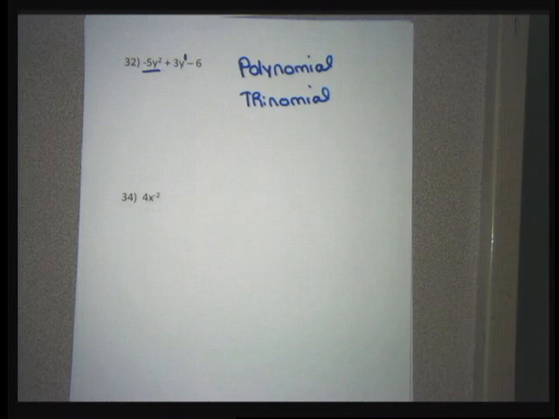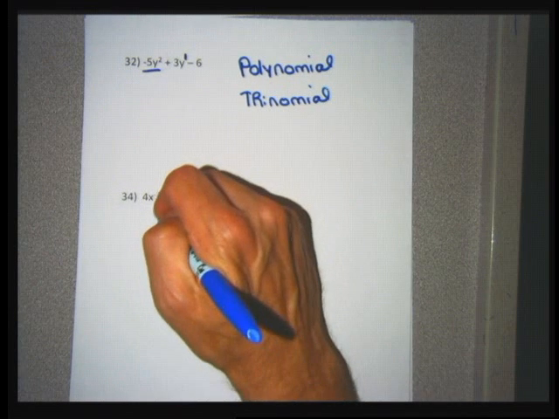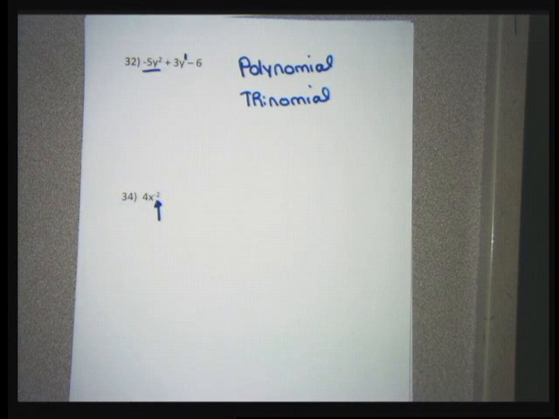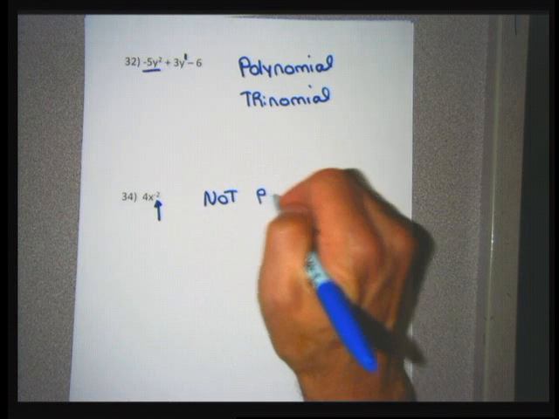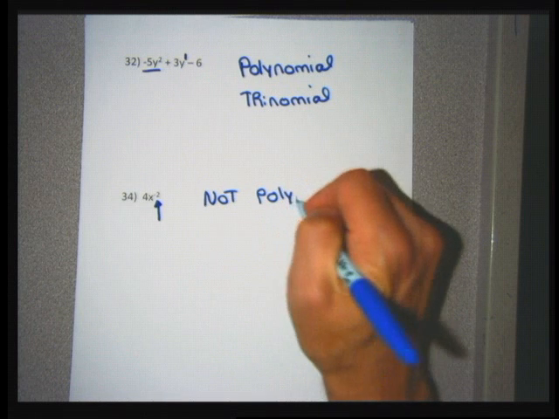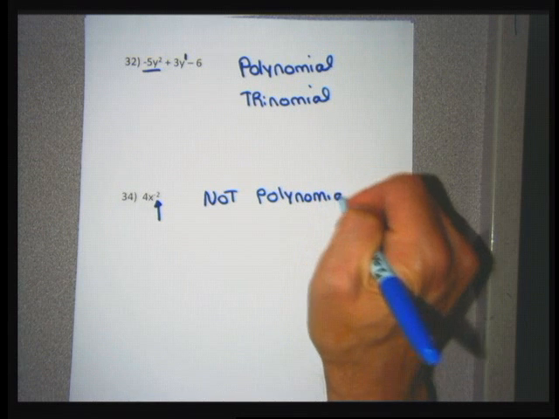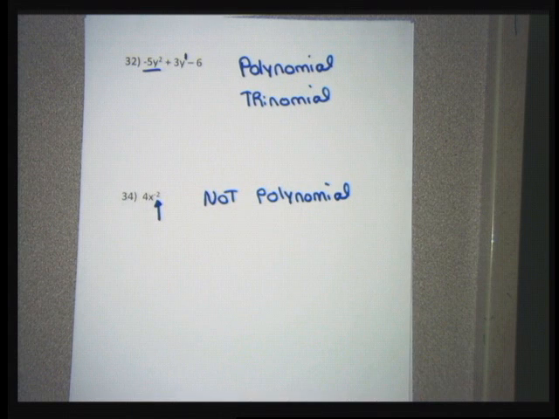Problem 34, because that exponent, negative 2, makes the 4x to the negative 2 not a monomial, this whole thing is going to be not a polynomial, because to be a polynomial, every single term has to be a monomial. And because 4x to the negative 2 is not a monomial, because the negative 2 exponent makes it not a monomial, can't be a polynomial. To be a polynomial, every piece, every term has to be a monomial.